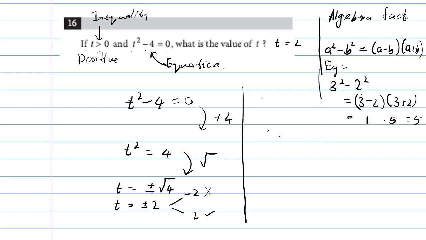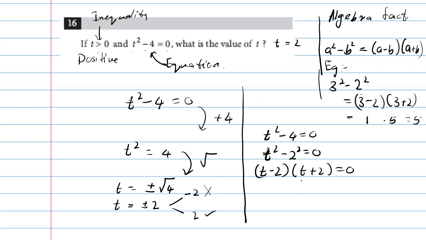So we have t squared minus 4 equal to 0. We know that 4 is 2 squared, right? So t squared minus 2 squared is equal to 0. Now we just factor this using the fact that I mentioned. So t is like a, and 2 is like b, right? t minus 2, t plus 2 equal to 0.